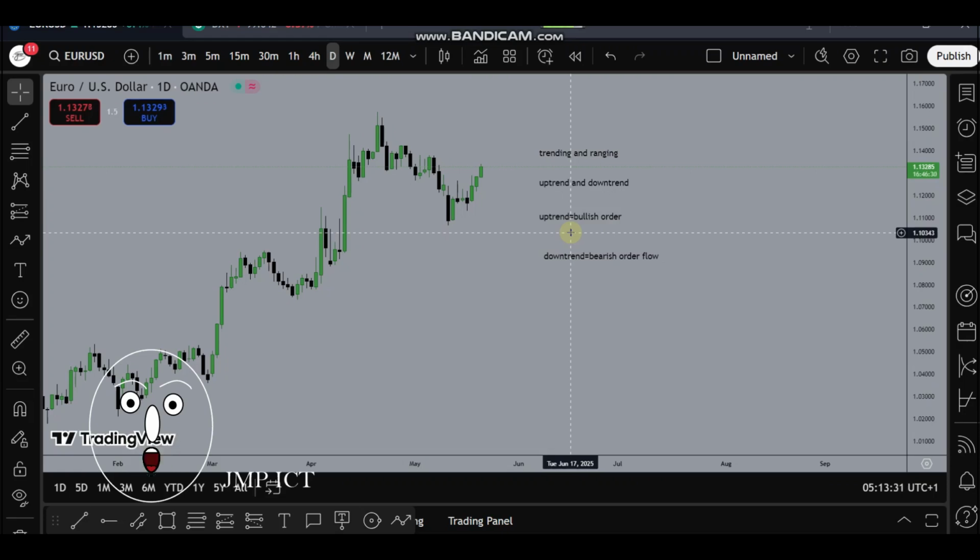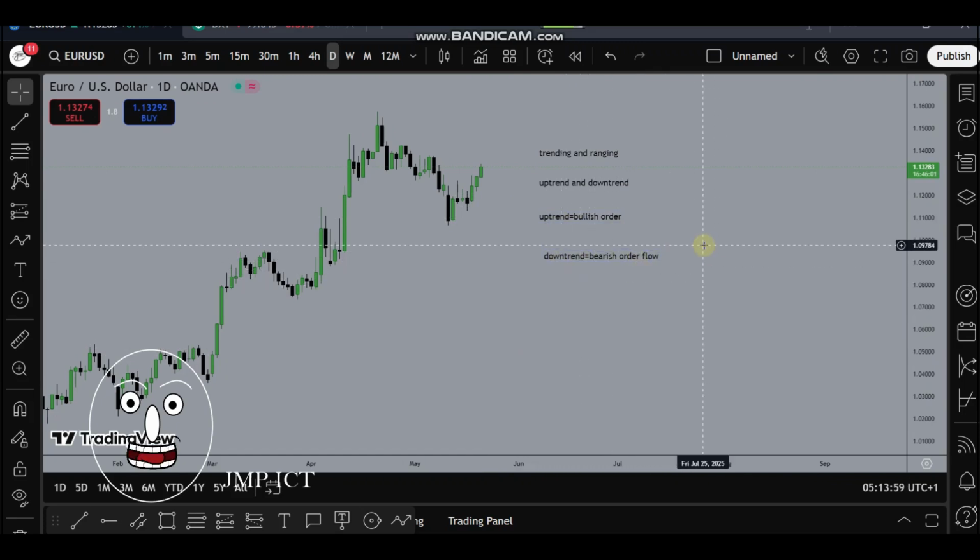So, let's start afresh. In the beginning, we have two types of markets: trending markets and ranging markets. Under trending markets, we have uptrend and downtrend. But what I want you to understand today is smart money does not call it uptrend or downtrend. We call it order flow. When you hear uptrend, we are talking about bullish order flow. When you hear downtrend, we are talking about bearish order flow.